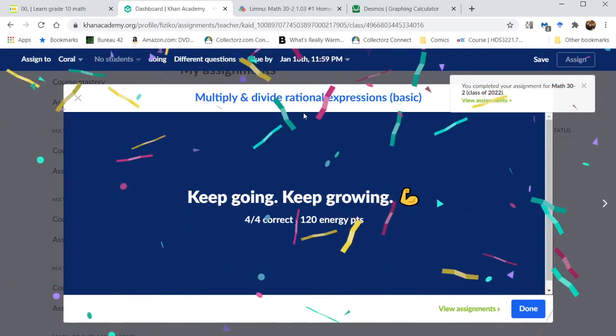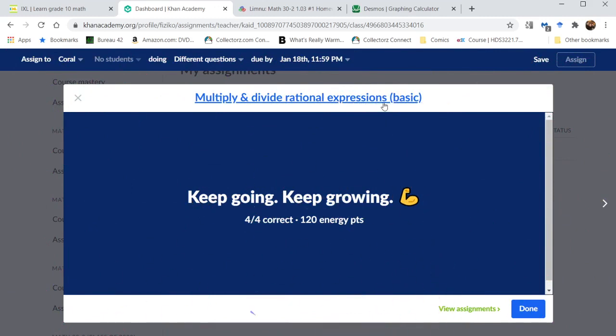So that's the solution to our multiply and divide rational expressions, the basic version. And of course, we can continue to view our next assignment.